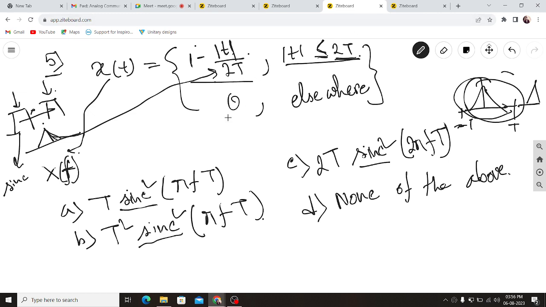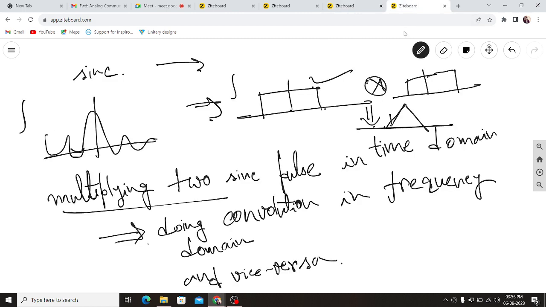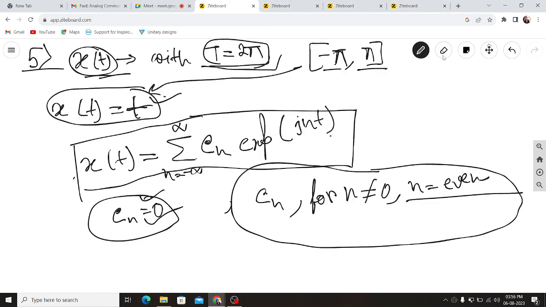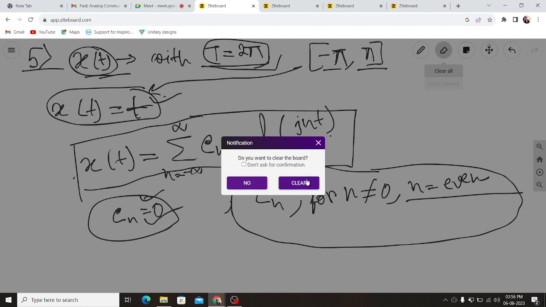Now let us actually derive what the parameter values will be, whether it will be multiplied by 2t, or only t, or t square, that we have to count. So first, let us write a rectangular function 2t. So what does that mean? It is a rectangular function within a limit minus t to t.